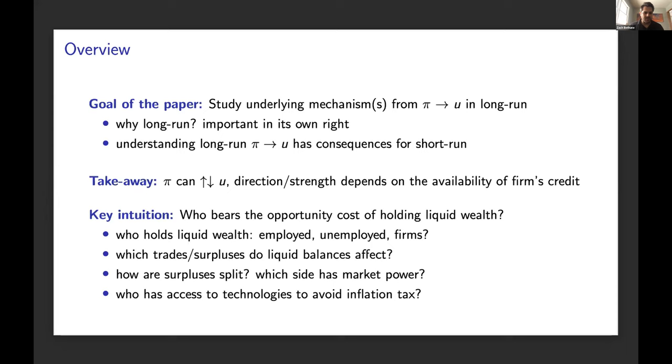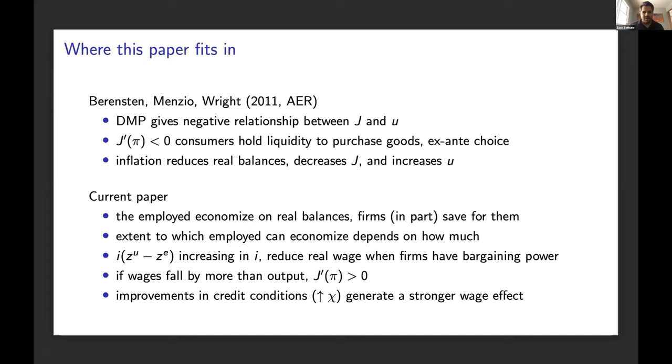Okay, let me give some context about where the paper is coming from. They're building off a paper by Alex Guido and Randy in the 2011 AER, building Lagos Wright into this Mortensen Pissarides model. They focus on one channel: if you tax liquid wealth, consumers are the ones in the model, just like Lagos Wright, holding liquidity to purchase goods. Increasing the inflation tax decreases real balances, and that affects a firm's realized output through those liquidity constraints. So inflation decreases the lifetime value of a filled job, and that increases unemployment.